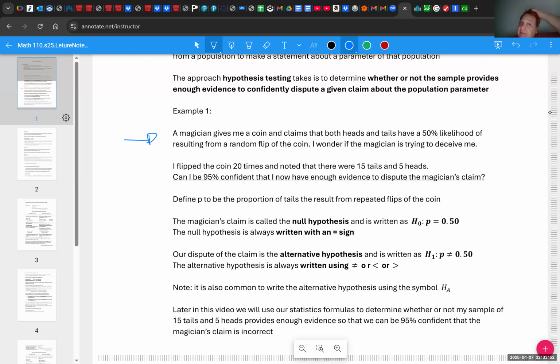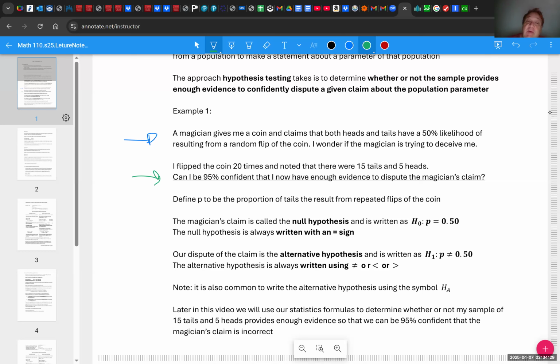So the question is, when I flip this coin 20 times, I get 15 tails and 5 heads. Certainly that's far away from the 10-10 I was expecting, but is that so far away that it's not just due to random chance, that there's something suspect about this coin? So after flipping 15 tails and 5 heads at 20 flips, can I now be 95% confident that I have enough evidence to dispute this magician's claim that the coin is actually a 50-50 coin?